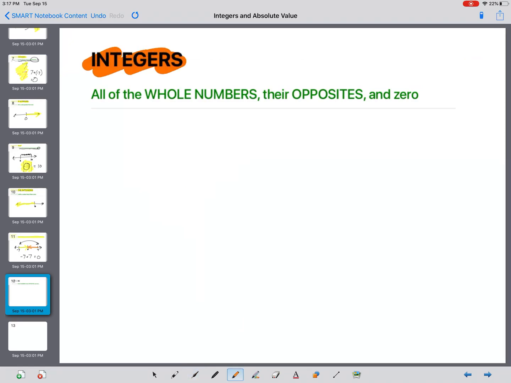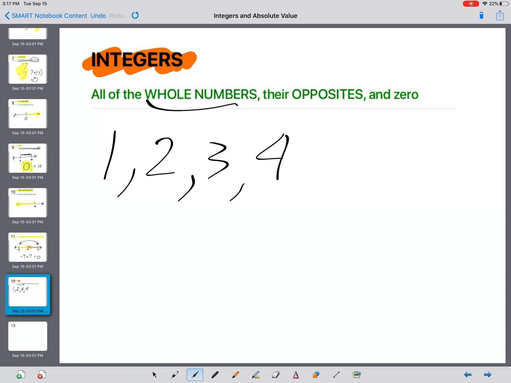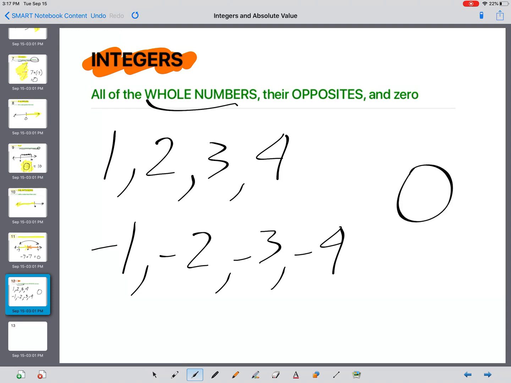And finally, integers. Integers are all of the whole numbers, meaning 1, 2, 3, 4, and counting up as many whole numbers as you can through infinity, along with their opposites. So that would be -1, -2, -3, -4, and counting on and on until you essentially go to negative infinity. And the number 0. 0 is included as the classification of integers.